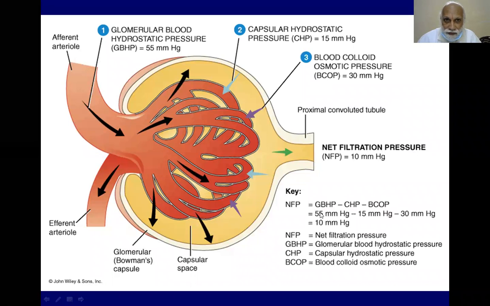If you put this here, the only difference is that he put the letter B also, for blood. That will clarify it further: glomerular blood hydrostatic pressure. He didn't say just blood pressure, because there is also hydrostatic pressure on the other side. So this is capsular hydrostatic pressure, and blood colloid osmotic pressure. 55 minus 15 minus 30, ultimately net filtration pressure is 10 millimeters.